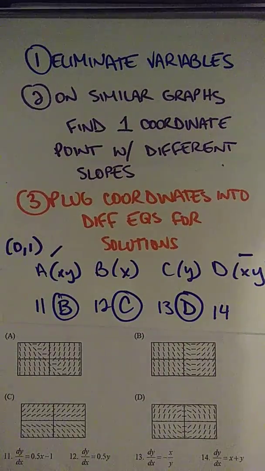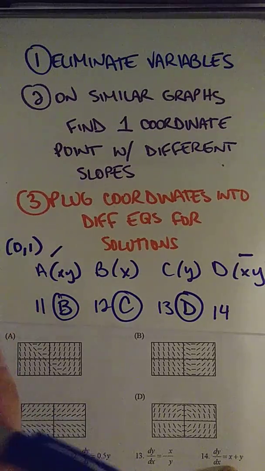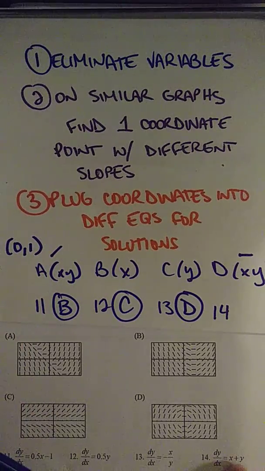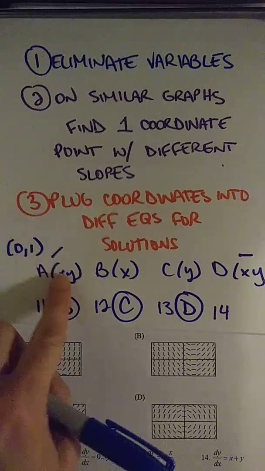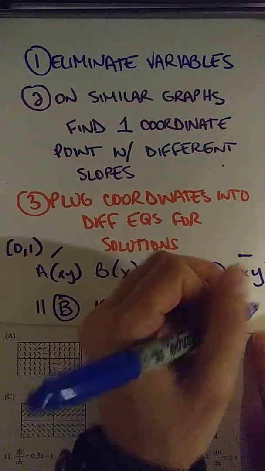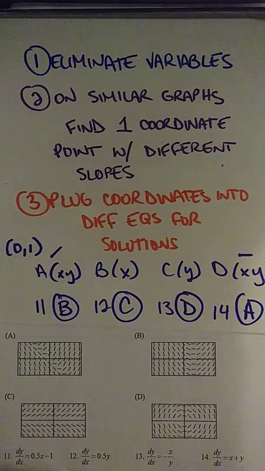Now, for 14, just to confirm, if I plug in 0 for x and 1 for y, 0 plus 1, that's 1. Awesome. That's uphill. That must be A. And I'm done. In just that amount of time, it's been less than 3 minutes, and I solved all 4 questions using this process.